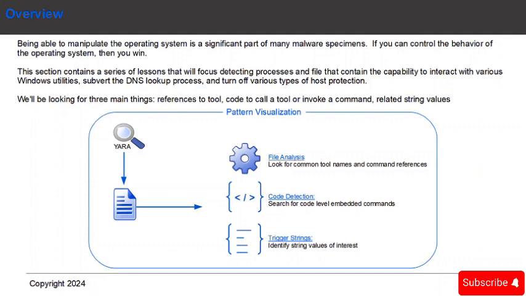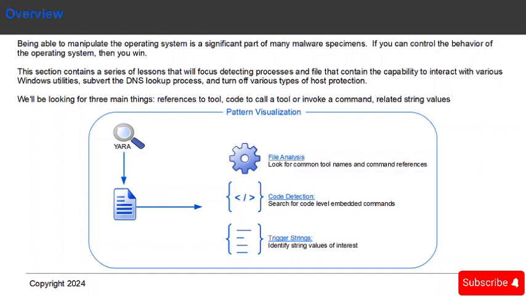So this section is going to contain a series of lessons, and the thing that they all have in common is that they will focus on various ways malware and other threats can attempt to manipulate and take control of the operating system. And this varies. It can be through interaction with standard Windows utilities and tools. It can be altering the host file so that you can subvert the DNS lookup process. Or maybe it's to turn off different types of protection that you have on that particular host, lowering the shield, so to speak, so that more attacks and more compromise can continue.